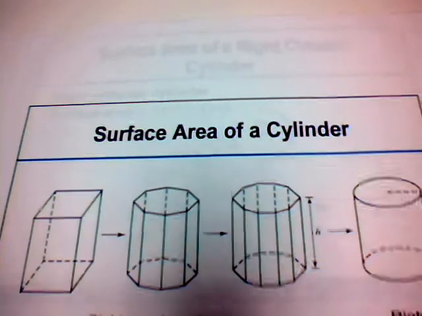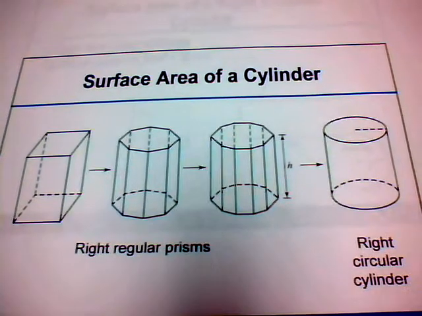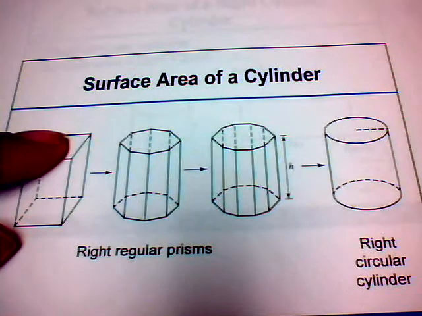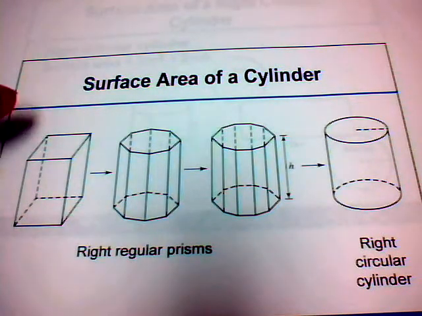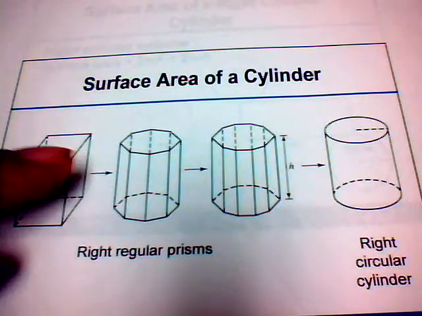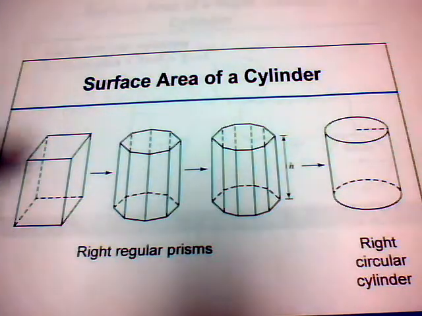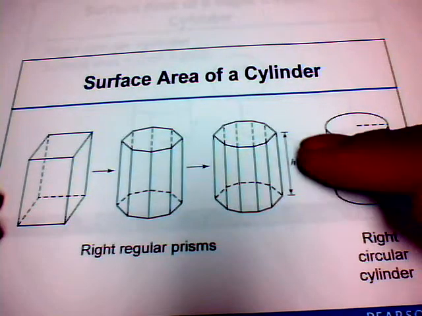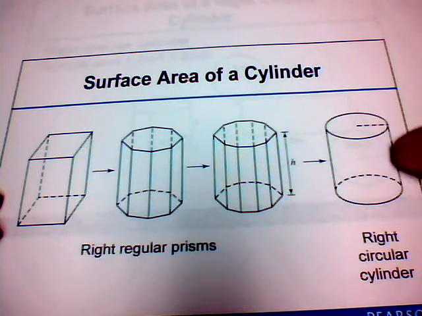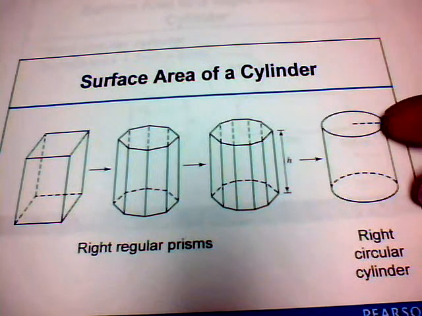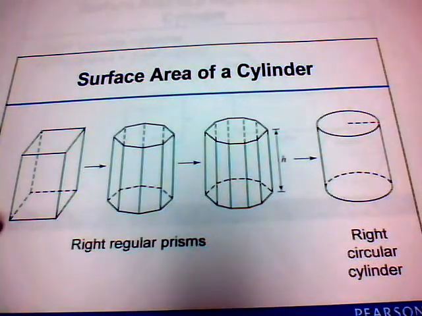Next is the surface area of a cylinder. Okay. Let's say we had right regular prisms, like this one. If we increase the number of lateral faces, it'll be this. And if we continue to increase the number of lateral faces, it'll progress to this. Continue to increase the number of lateral faces, it will get closer and closer to this, which will be a right circular cylinder.